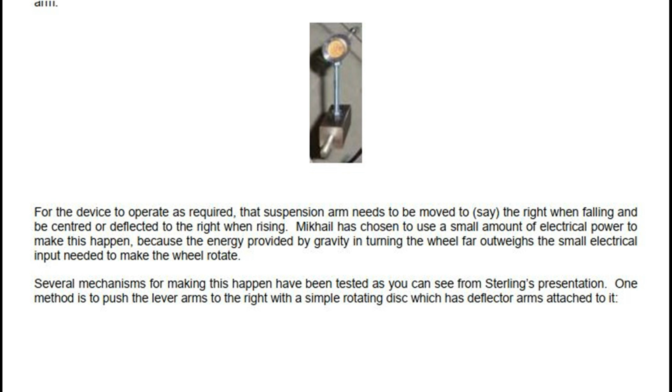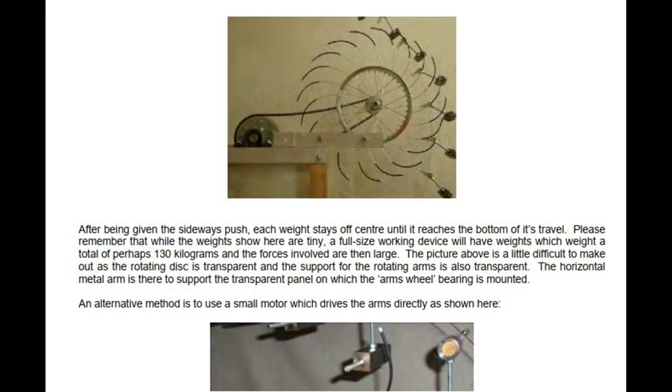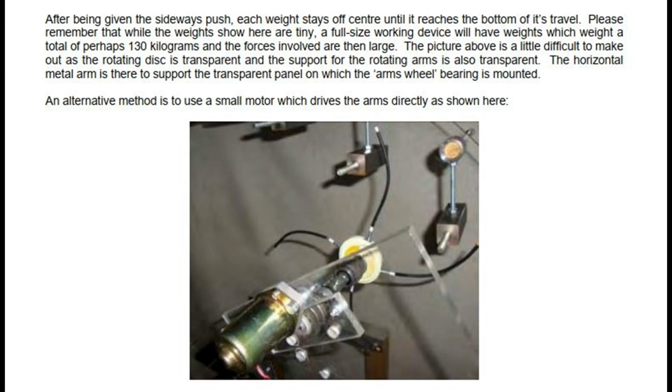One method is to push the lever arms to the right with a simple rotating disc which has deflector arms attached to it. After being given the sideways push, each weight stays off-center until it reaches the bottom of its travel. Please remember that while the weights shown here are tiny, a full-size working device will have weights which weigh a total of perhaps 130 kilograms, and the forces involved are then large. The picture above is a little difficult to make out as the rotating disc is transparent and the support for the rotating arms is also transparent. The horizontal metal arm is there to support the transparent panel on which the arm's wheel bearing is mounted.